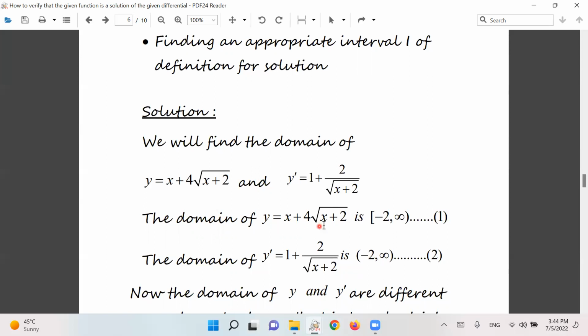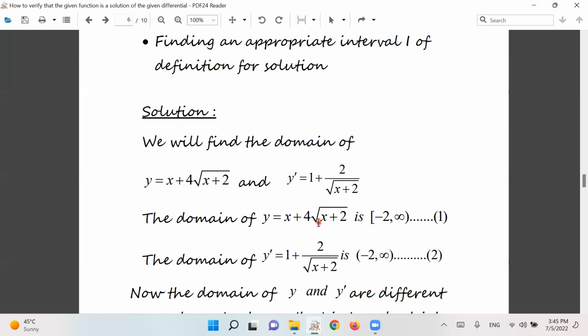So we can see that we cannot put here -3. We cannot put the values which are less than -2, meaning -3, -4, -5. If we put it over here, then this becomes the square root of -1, and the square root of -1 will be a complex number. So this means it will not be in the domain.